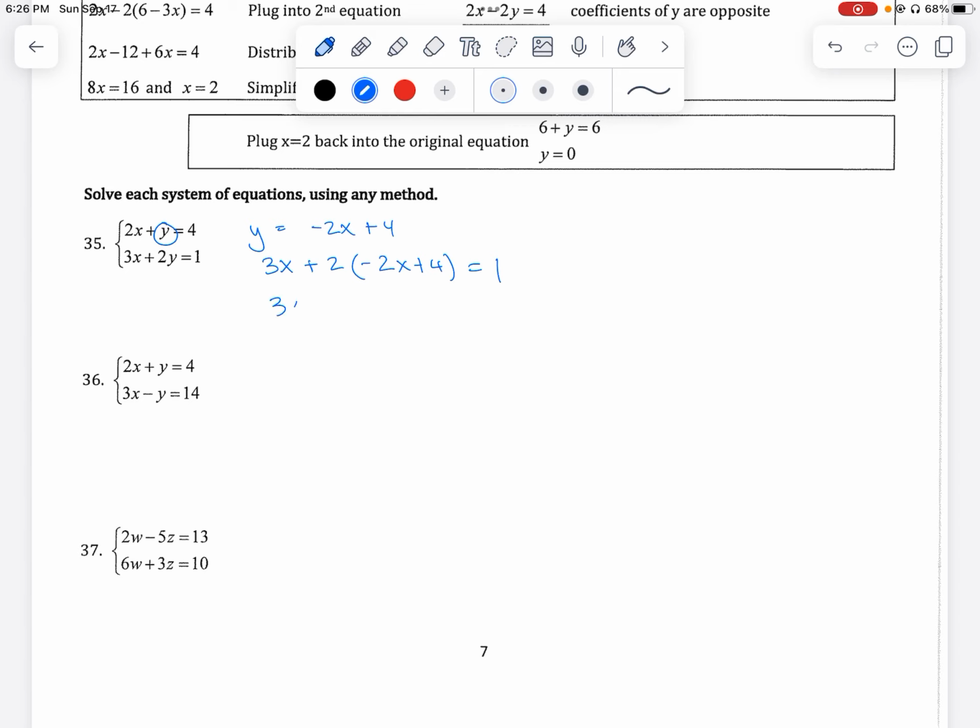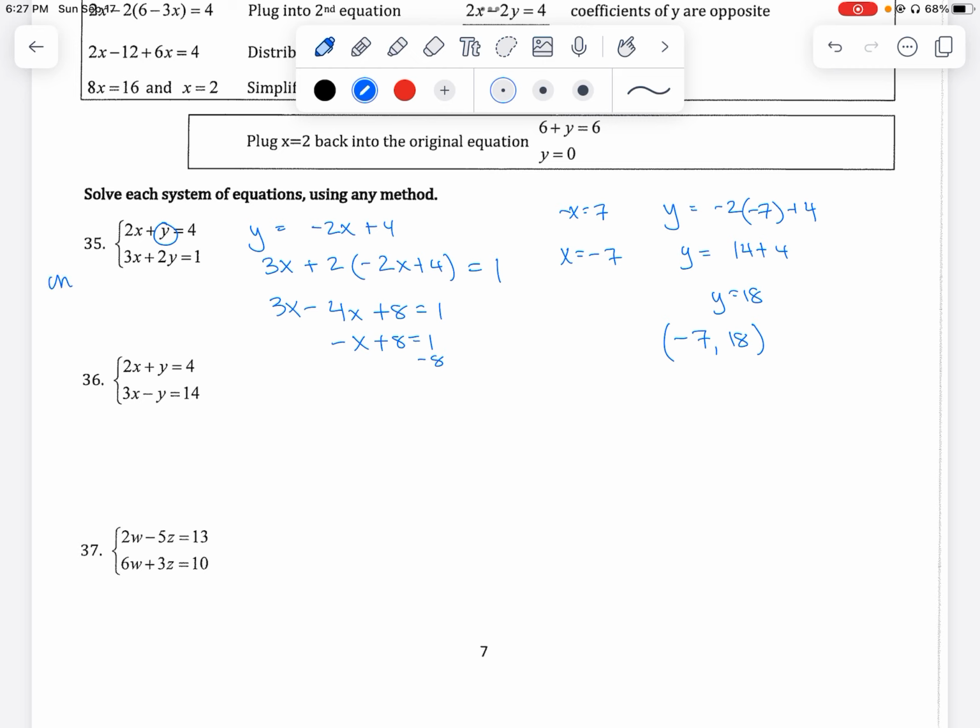So here goes. 3x minus 4x, distribute the 2, plus 8 equals 1. Looks like I've got negative x plus 8 equals 1, so that means that if I subtract 8, negative x will equal 7. In other words, x equals negative 7. Okay, so now I've got y equals negative 2 times negative 7 plus 4. I'm going to solve for y. That y is equal to 14 plus 4, and so y is equal to 18, which means that these two functions intersect at the point negative 7 comma 18.